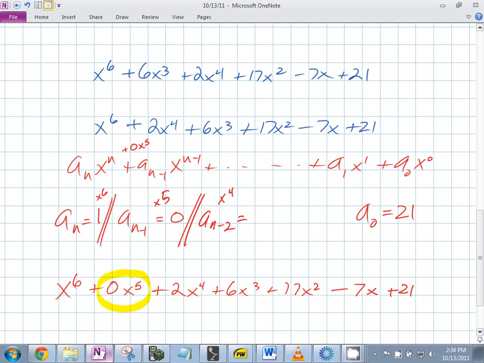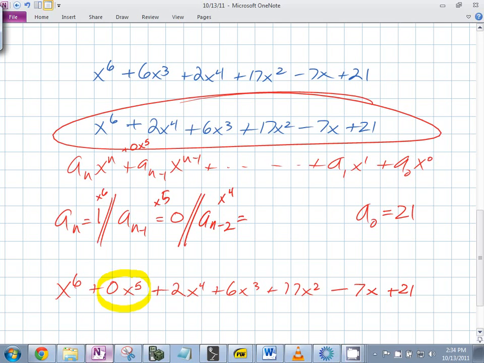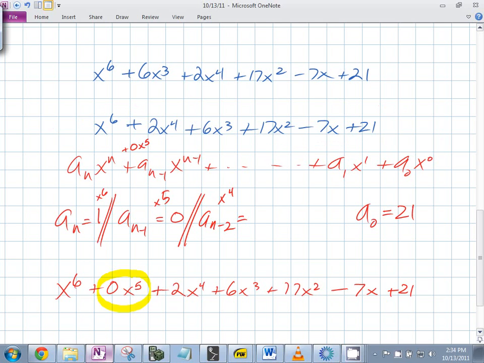Generally speaking, the most important coefficients you're going to look at are the first and the last. The first and the last are the ones you're most often going to be looking at, because usually those are the ones that dictate more of what's going on with the function.